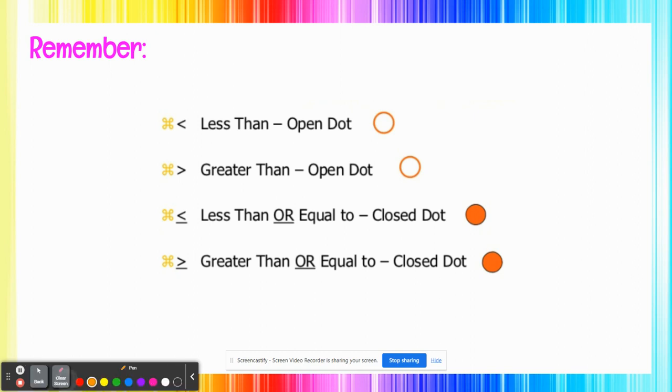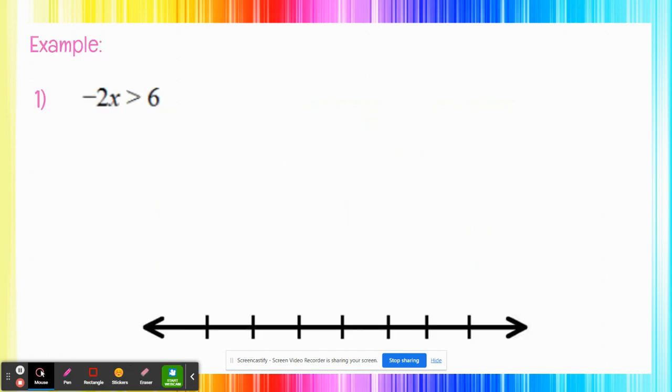We also need to talk about some clarification: if it's less than or greater than, you're going to have an open dot. If it has that equal to symbol underneath, that means it's a closed dot because it includes those values. So when we're graphing, we want to make sure we know that information.